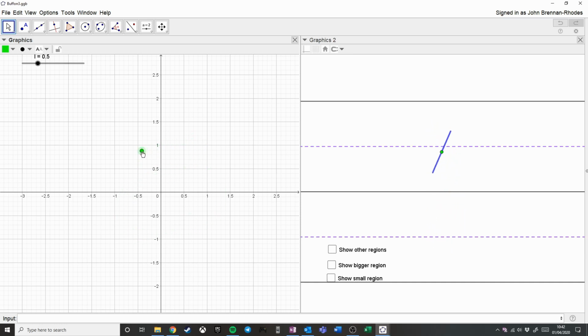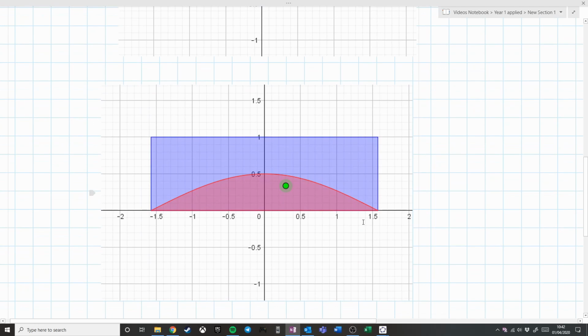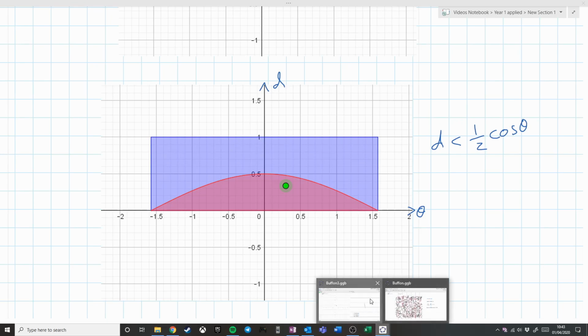And so what I'm interested in is what points on the graph on the left are the points where the needle crosses the line. And with a bit of thought, you will see that it's when d is less than a half cos theta. And so I've sketched a half cos theta here. Here's theta, this is d, and you can see that that is the points at which it will cross. It's when it's under there. So let me show you that one here.